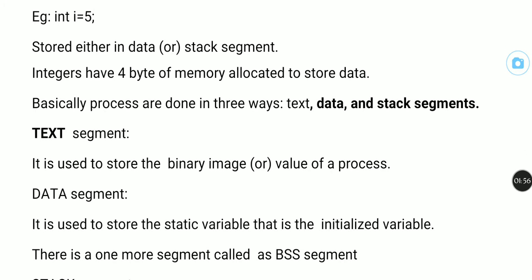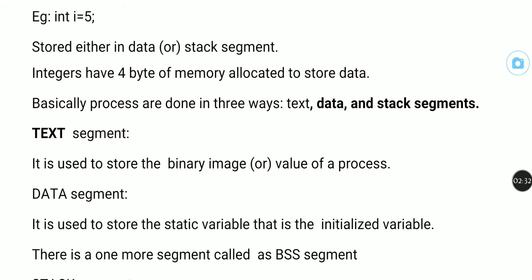We have three types of segments below: text, data and stack segment. These segments are used to store the variables based on the data types, otherwise based on the storage classes: auto, where we can declare an auto variable, static variable, or either extern variable or register variable.